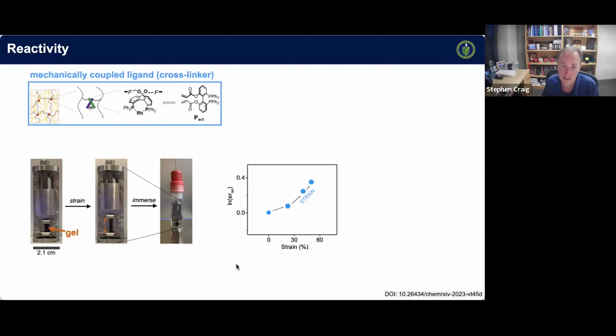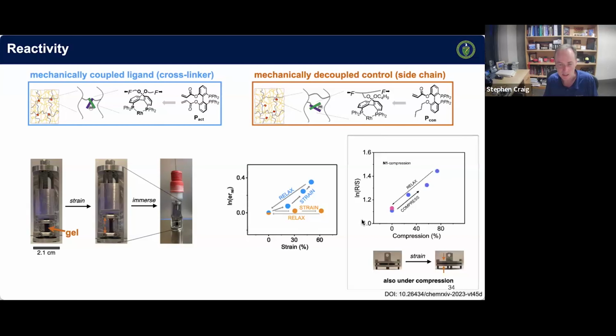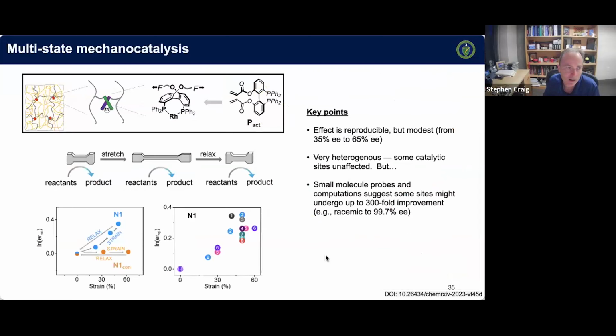And then if he takes it and returns the gel back to its initial state, that enantioselectivity goes back down to its initial value. He then made a control system where the ligand is not coupled to tension, but is just on the side chain, dangling out in space in the polymer. And now there's a negligible dependence of enantioselectivity on applied strain. You can see the same thing, not just in tension, but in compression. Again, the more you squish it, the better it gets, and then it'll relax back to its value if you take the strain off.